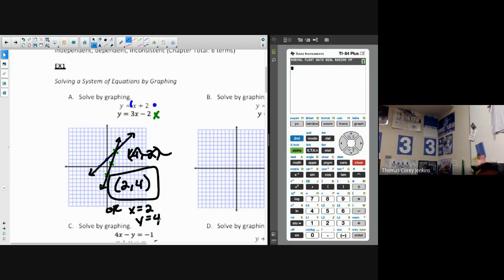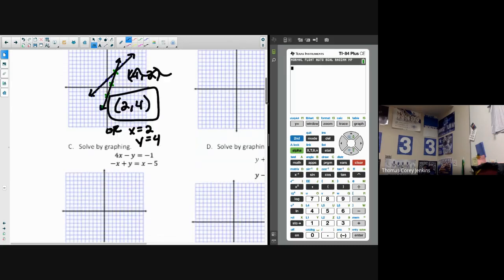That should check out algebraically. If I plug 2 in here for x, I should get 4 out for y. If I plug 2 in here for x, I should get 4 out for y. I would just check that in my calculator real quick, which I don't need to here. I know 2 plus 2 is 4, good. And if I plug in 2 here, I get 6 minus 2, which is also 4. That's pretty easy, and I wrote all that out in the notes. I'll leave B for you to do.